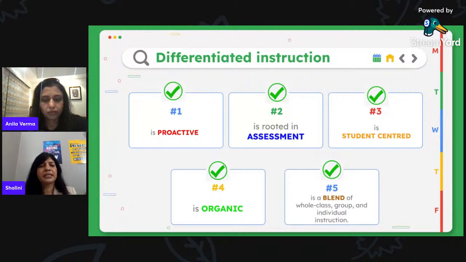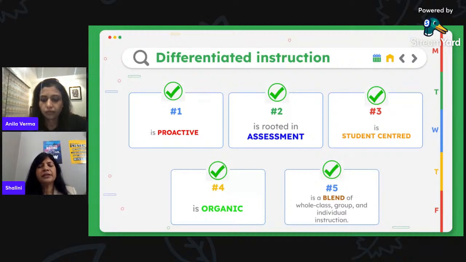Second, it is rooted in assessment. Every time you are planning a lesson, it should be based on the assessment data. Now, by assessment, we do not mean just the summative assessment, the end of the unit assessment, or the assessments which take place periodically. Assessments need to be formative in nature, ongoing, and every time. Maybe children sometimes do not even know that they are being assessed, but we are very observant as educators. We are looking at their knowledge, we are looking at their skills, we are looking at their mastery of skills, and then depending on what data we get from the assessment, we are planning our lessons.